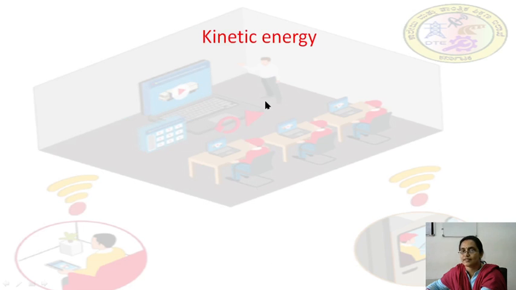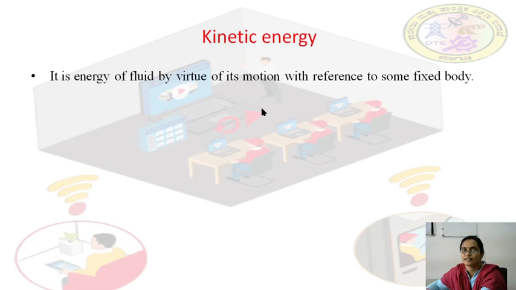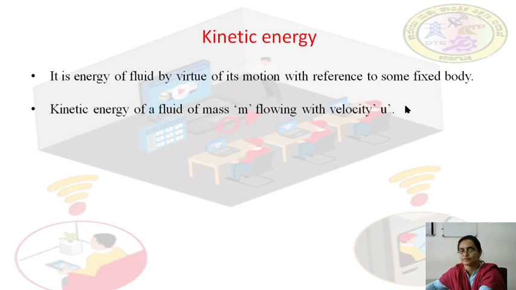Next is kinetic energy. Kinetic energy is the energy of the fluid which occurs due to its motion. It's the energy of the fluid by virtue of its motion with reference to some fixed body. So, when the fluid is moving, it possesses kinetic energy. It should be taken with reference to some fixed body.